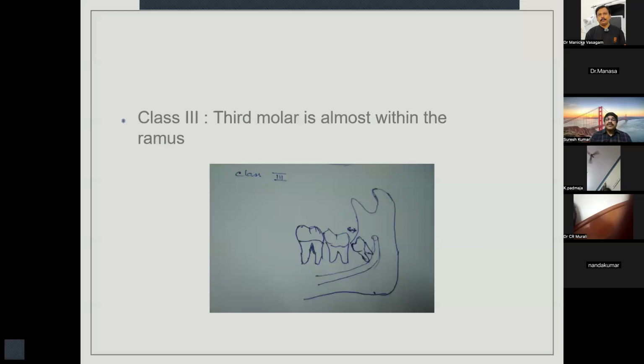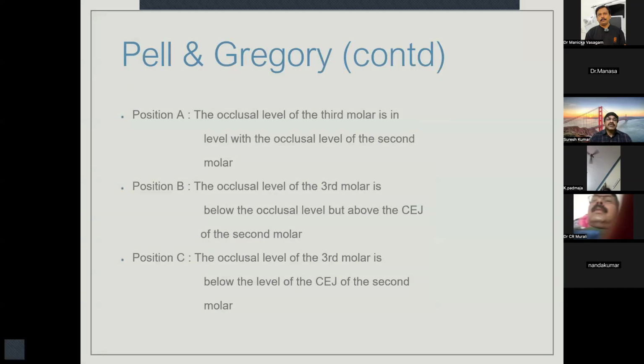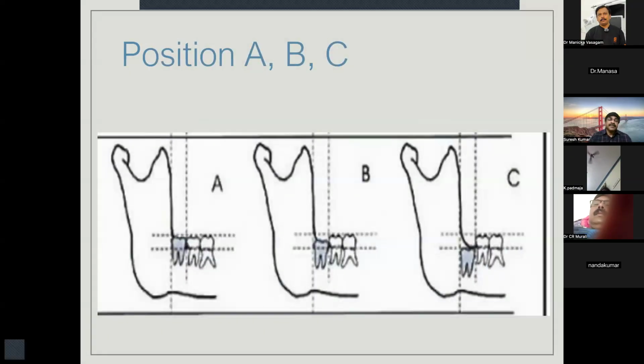So always go through the x-ray very carefully. Don't be in a hurry to decide whether it is class 1, class 2 or class 3. Analyze properly, then you decide the treatment for that particular patient. Another category in Pell and Gregory is division, as I told you. This is mentioned as position, position A, B and C. Rather than going through the text and write-ups, we will go to the diagram, which will explain it better.